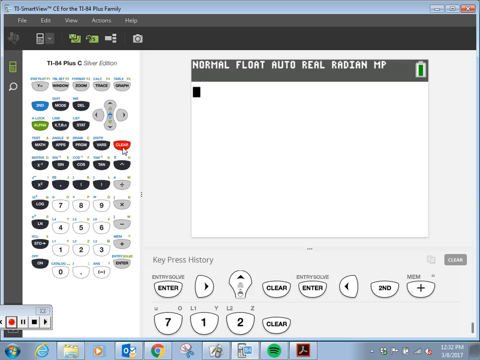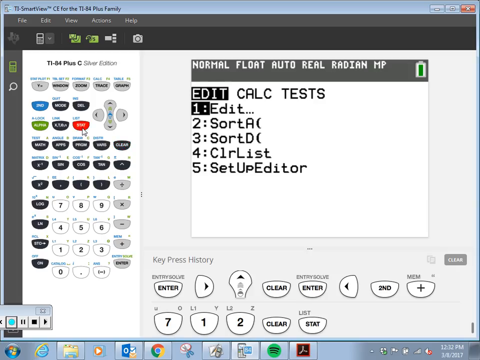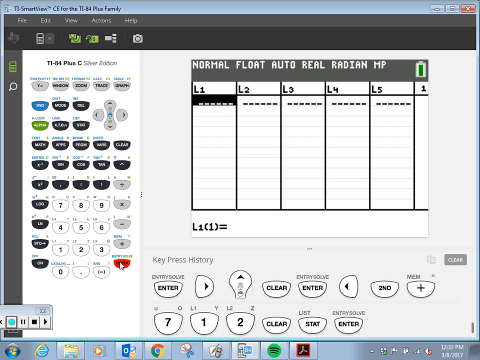Okay, and now we need to input this table. So to do that, you're going to go to Stat. Then you're going to press Enter because you want to edit your table. And we are going to type this table in. In the L1 column, you're going to put your X's. In the L2 column, you're going to put your Y's. Go ahead and start typing those in, and I'm going to type mine in also.